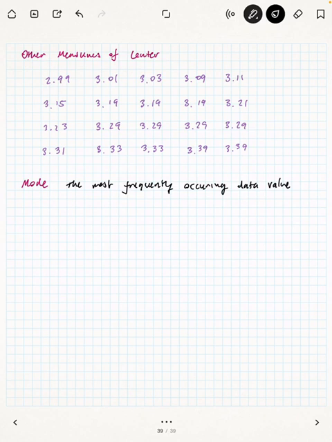We have to look for the unique data value that occurs the most times. This is sorted, so I'm going from left to right, and then top to bottom. 3.19 occurs 3 times, so that's a contender. But then you look and 3.29 occurs 4 times, and that's the most frequent. So the mode here is actually 3.29.